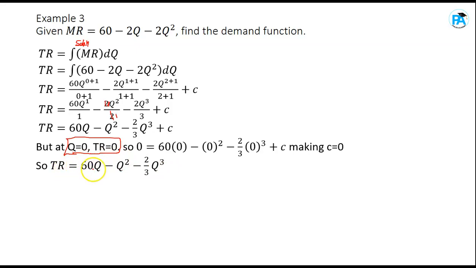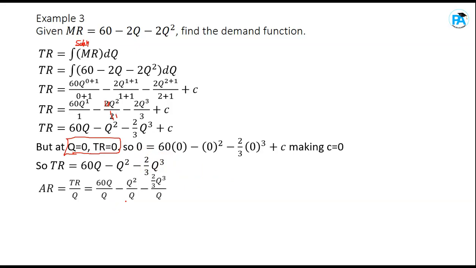We are going to have total revenue equal to 60Q minus Q square minus 2 over 3 Q cube plus 0. Since it's plus 0, we don't need to write it. So the total revenue function is 60Q minus Q square minus 2 over 3 Q cube. Now listen attentively. The question says find the demand function, not the total revenue function. Some questions will be like, A, find the total revenue function, B, find the demand function. If that is the case too, you should do it like that for them. But this goes straight to tell you find the demand function. So you need to find the total revenue function first, then we find the demand function.